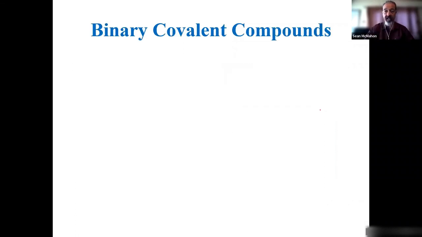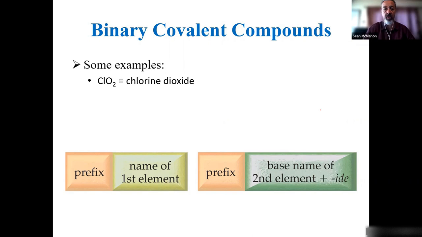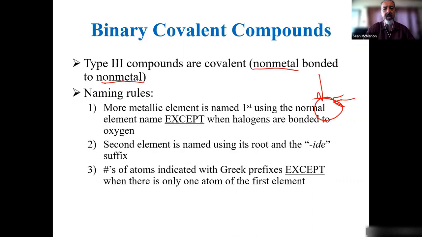So with binary covalent, I know it's covalent because I'm going to use a periodic table. I'm going to see non-metal with non-metal. I don't have charges, so I have to indicate the ratios using prefixes. Okay. So here are some examples. Chlorine, oxygen. Now, I think I skipped over this quickly. I apologize. You always use prefixes, except when there is only one atom of the first element. So what do I mean by that?